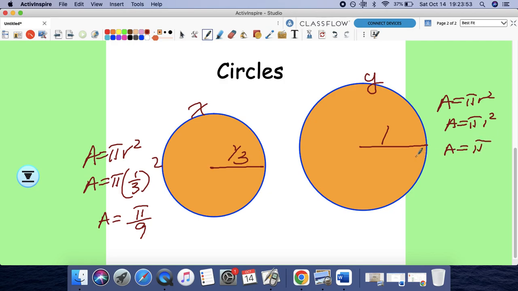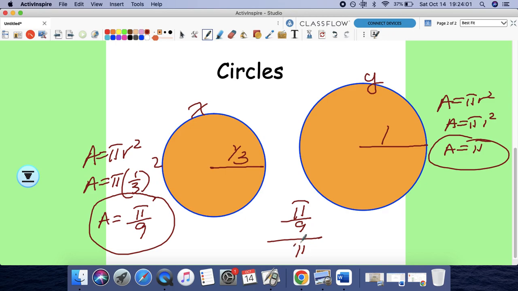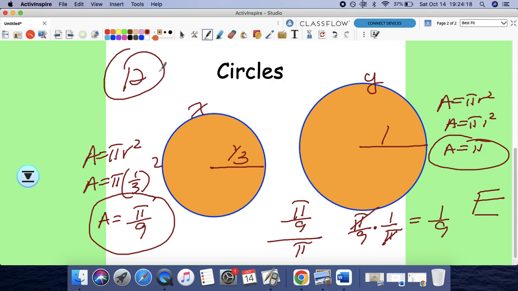So the ratio of this to this, let's write it: pi over 9 over pi. Can we simplify this? Yeah, let's go pi over 9 times the reciprocal, which is 1 over pi. We're left with 1/9, 1 to 9, which makes this letter E for question 12.